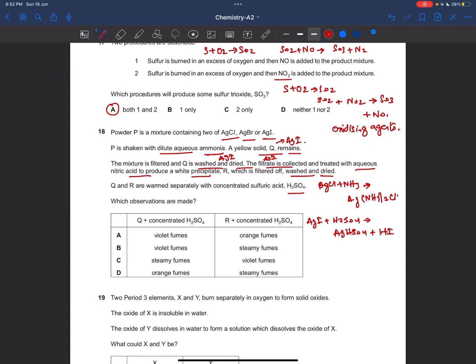And if we remember this reaction, if we do the same with silver chloride, sodium chloride plus sulfuric acid would give us NaHSO4 plus HCl. Now this is a reaction of R, this is Q. For R we always remember HCl is produced, which means we will have steamy fumes. And if we have HI forming, hydrogen iodide, that means we have violet fumes forming. We will not have orange fumes, we will have violet fumes. So that means the answer to 18 is that.